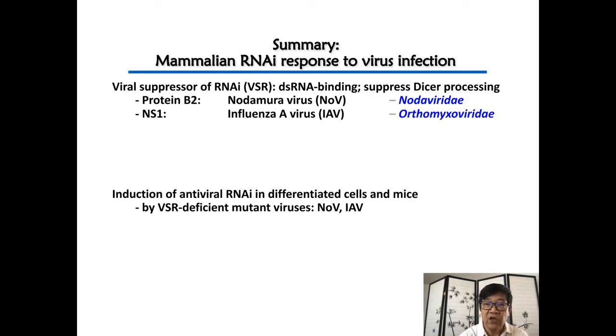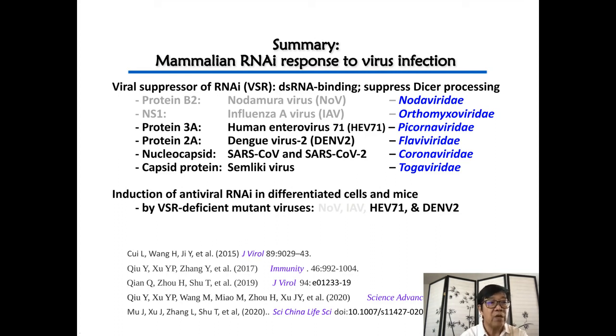So this is what I have shown in my lab, but there are also additional human RNA viruses that have been shown by others to encode double-strand RNA binding suppressors of RNAi, and this includes the protein B2, from the Picornaviridae and Reoviridae and Coronaviridae and Togaviridae. And recent studies by Zhou Xi's lab show that VSR knockout mutant HEV71 or dengue2 induce RNAi in differentiated cells and mice.